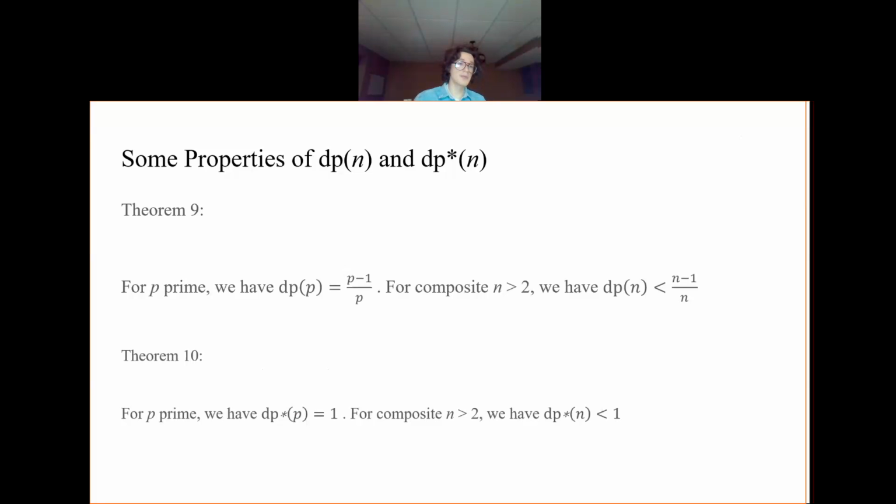Theorem 10 states for p prime we have dp star of p equals 1, and for all composite values, besides of course the number 1, we have dp star of n is less than 1. And that goes back to the definition, fixed prime density. That's why it's fixed, because dp star of every prime number is always fixed at 1. It was defined in such a way.